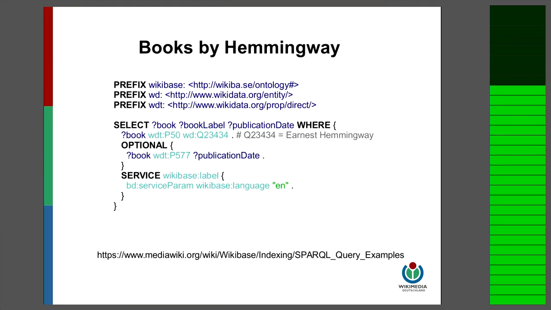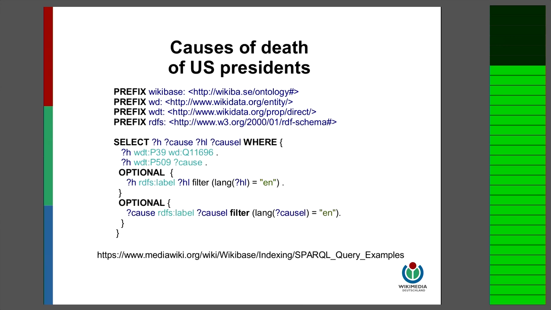Now, we also give you a way to query this. There's a SPARQL endpoint, which is very powerful. A very simple thing would be listing all books by Hemingway. But that kind of list you can basically find anywhere. Do you want to know the most common causes of death of US presidents, or something similar? You can just ask for it, if you can figure out the SPARQL syntax. I'm still struggling with SPARQL, so if there are any experts here, I'm very happy to learn.